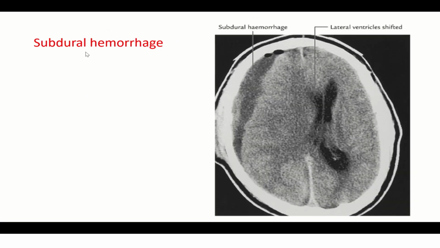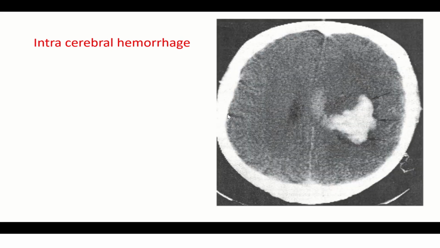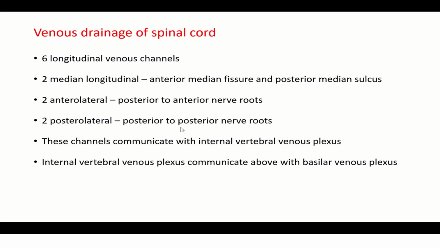Now you can see here a subdural hemorrhage. You can see the shifting of the lateral ventricles. Here you can see the intracerebral hemorrhage within the substance of the cerebrum.